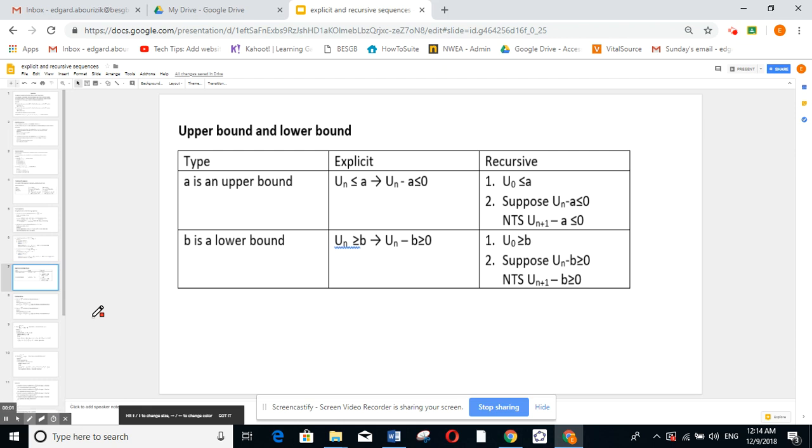Welcome to part two. To understand this part two, you need to watch part one of the same title. Part one was about sequence, explicit, recursive, and variations. Now part two. What is an upper bound and lower bound?